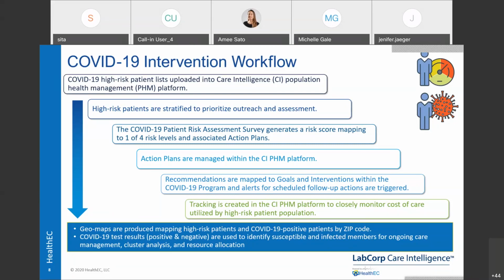So this high risk patient population is available to our clients and practices, either standalone or can be incorporated into the Care Intelligence Population Health Management platform. And once it's integrated into the platform, it then is filled with all of the clinical information that's available on those patients, so you know who has what type of cancer, who has underlying immunosuppression, who's on high-dose steroids or chemotherapy, and you can further prioritize or filter populations as you would need.